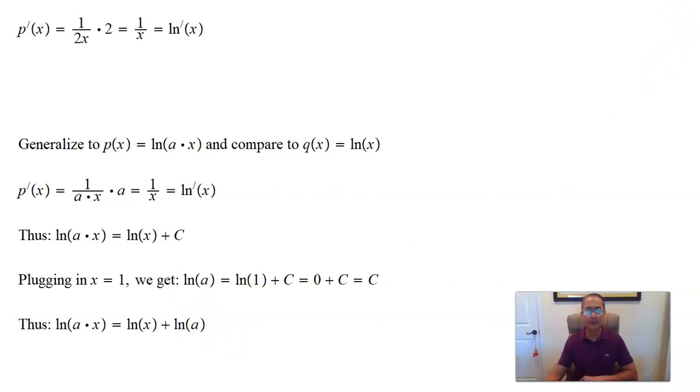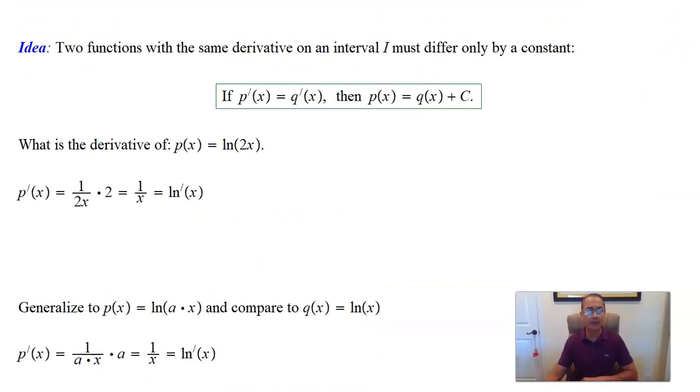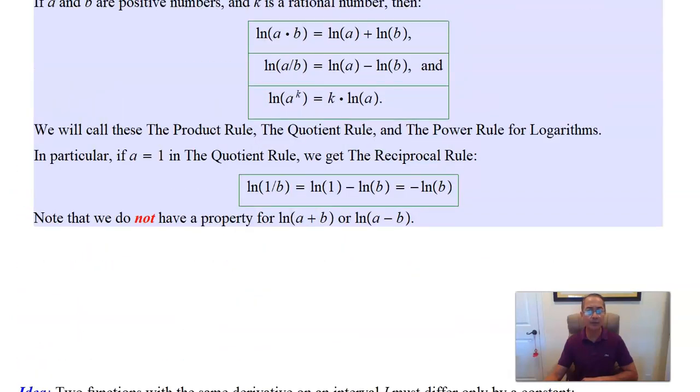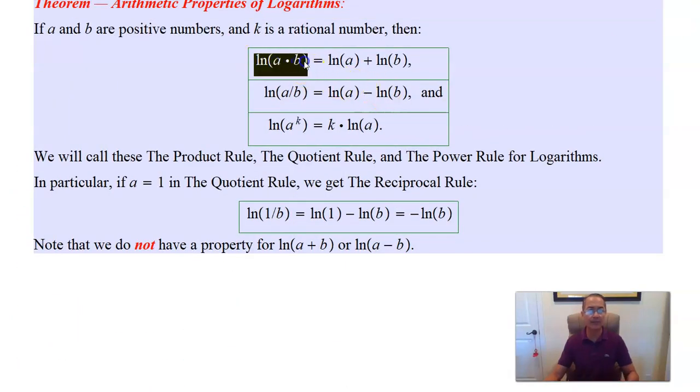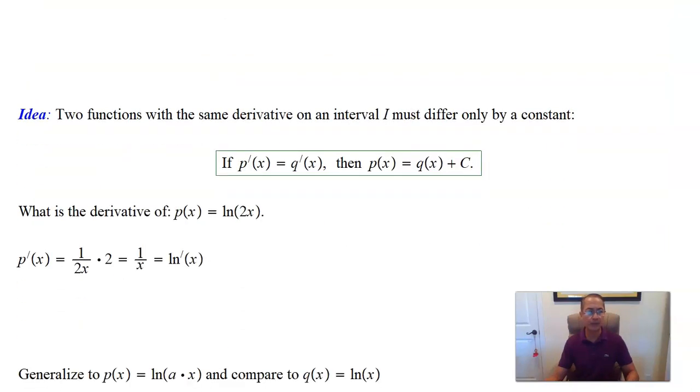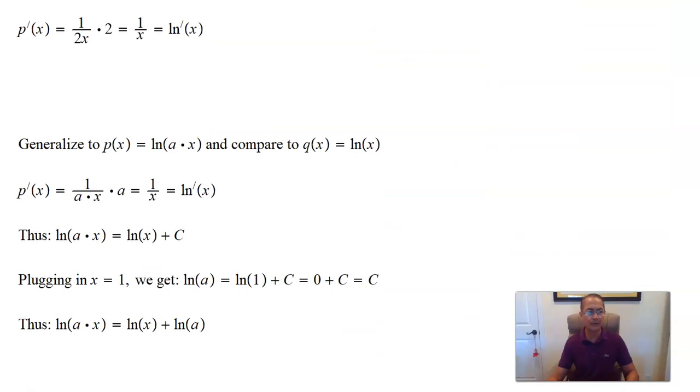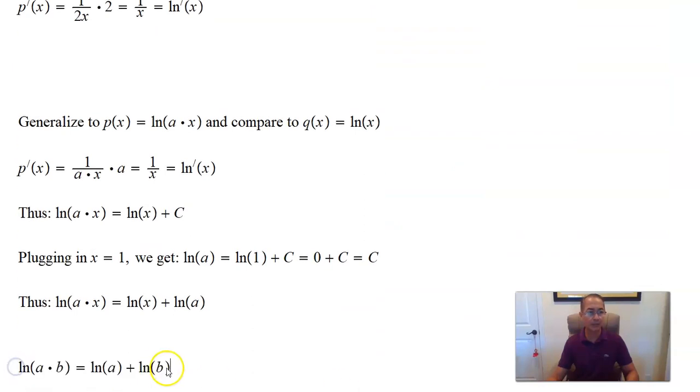Okay, and what are we trying to prove? Let's go back to our properties. We want to show that ln of a times b is ln of a plus ln of b. That is our goal. Are we close to our goal? I would say so. We have ln of a here, ln of a times x here, so all we have to do now is change x to b. So ln of a times b is the same as ln of b plus ln of a.